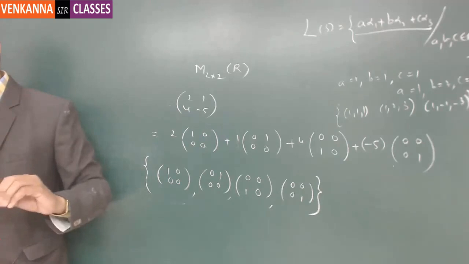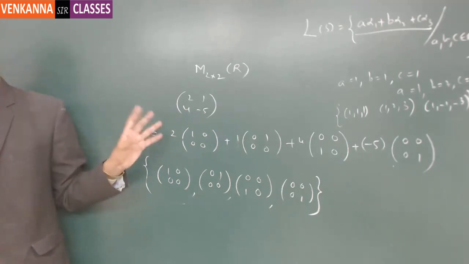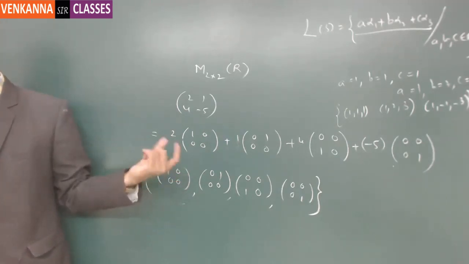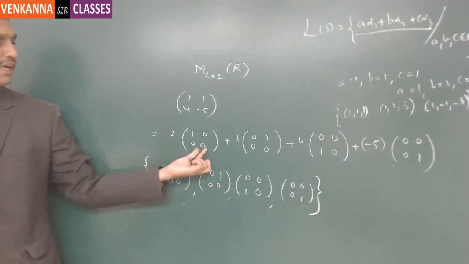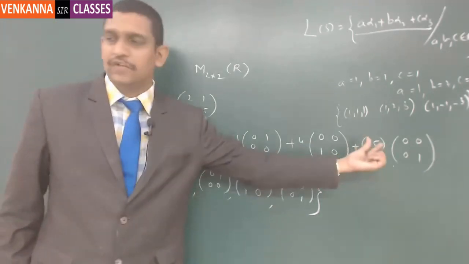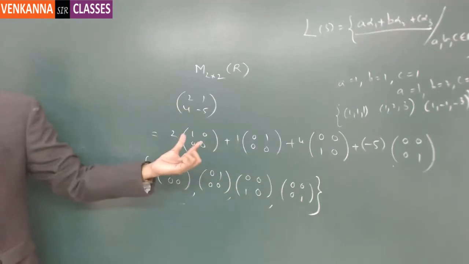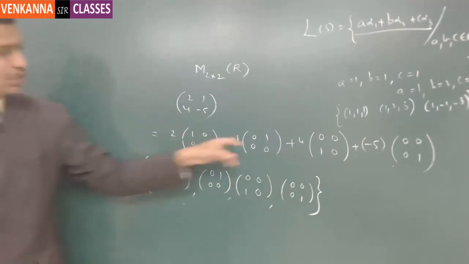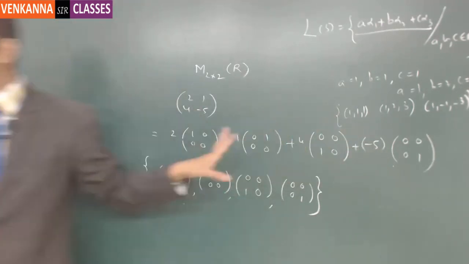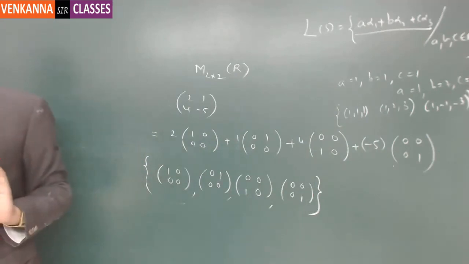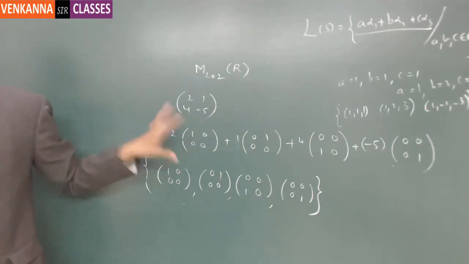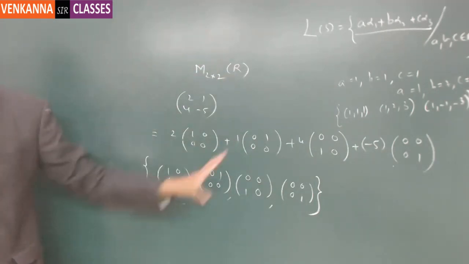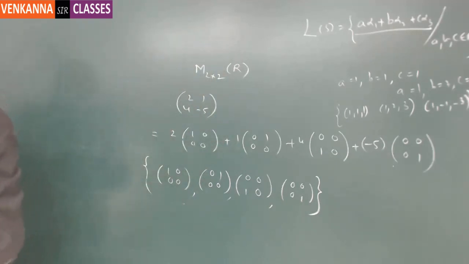My intention is, I want to discuss the idea of linear combination: the sum of the products, number into vector, number into vector, number into vector, is called a linear combination. The vectors you are using here are called the spanning set, because they together constitute the whole space. Okay? Any more doubts for you?